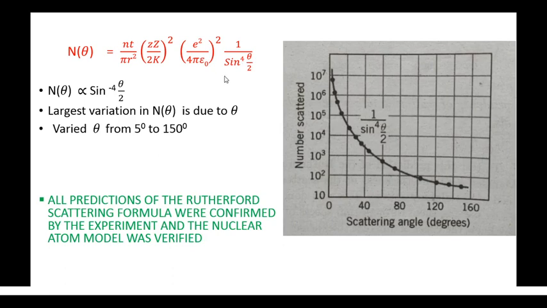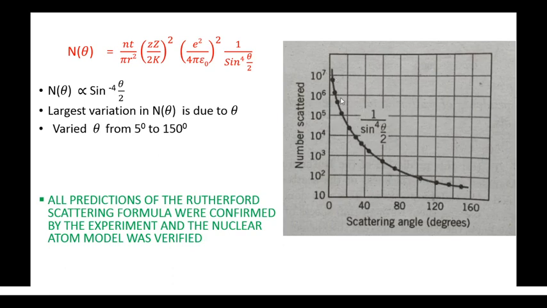And we had already checked t, the thickness, Z, the atomic number, and K, that is the kinetic energy of the incoming alpha particles. Comparing these three parameters, the most variation in N(θ) is due to the scattering angle θ. So in the experiment, they varied θ from 5 degrees to 150 degrees, and they plotted the number of alpha particles scattered.